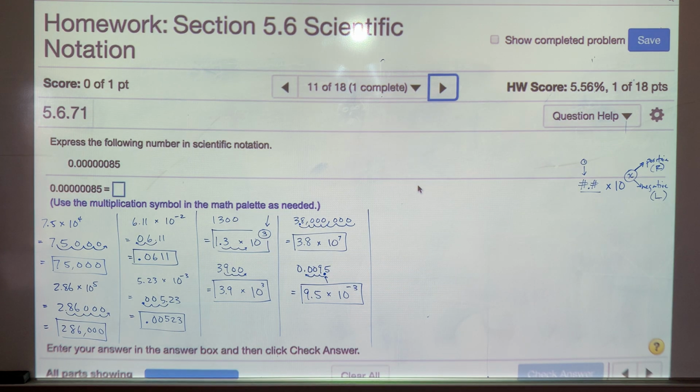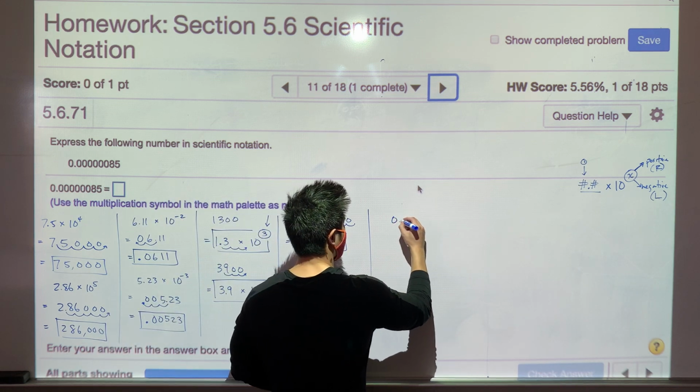Okay, number 11. Another slightly tricky one.